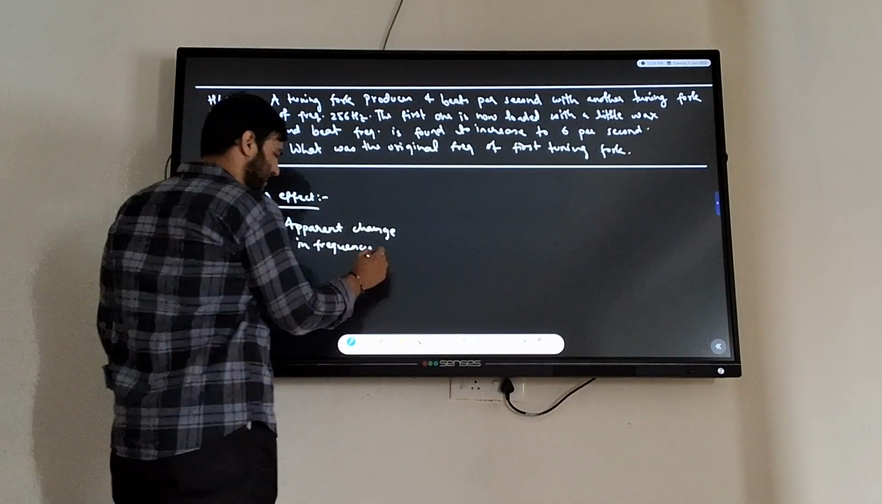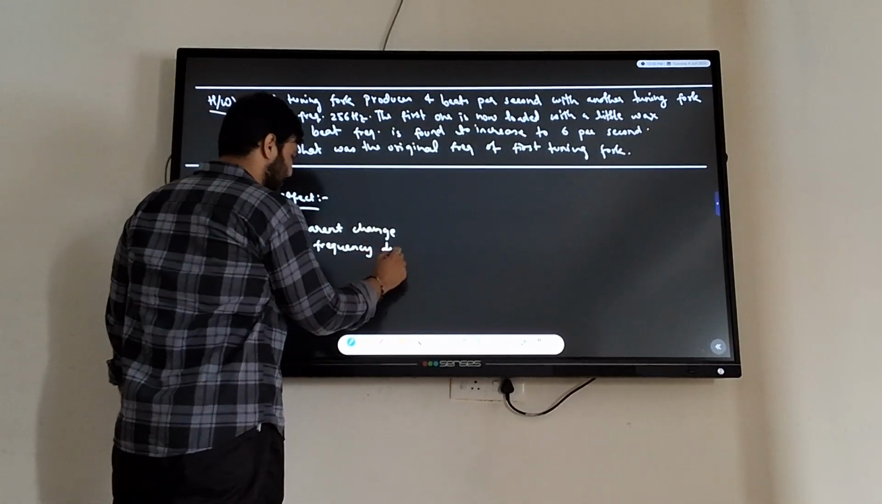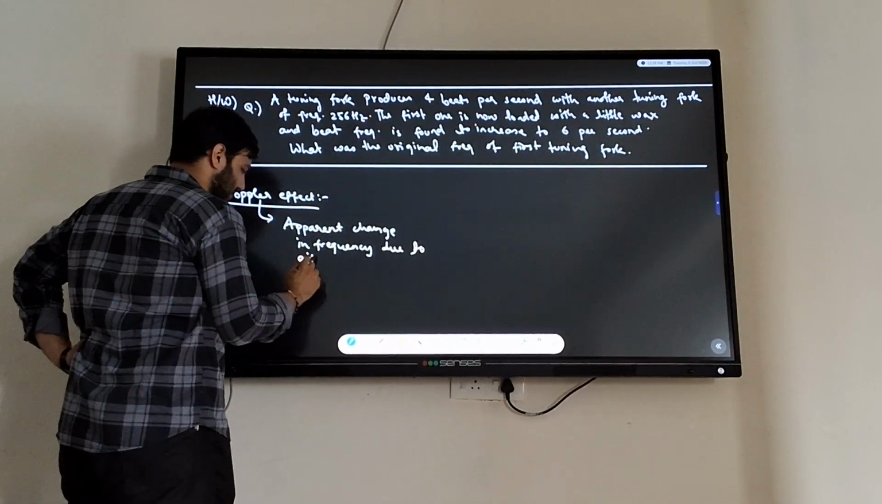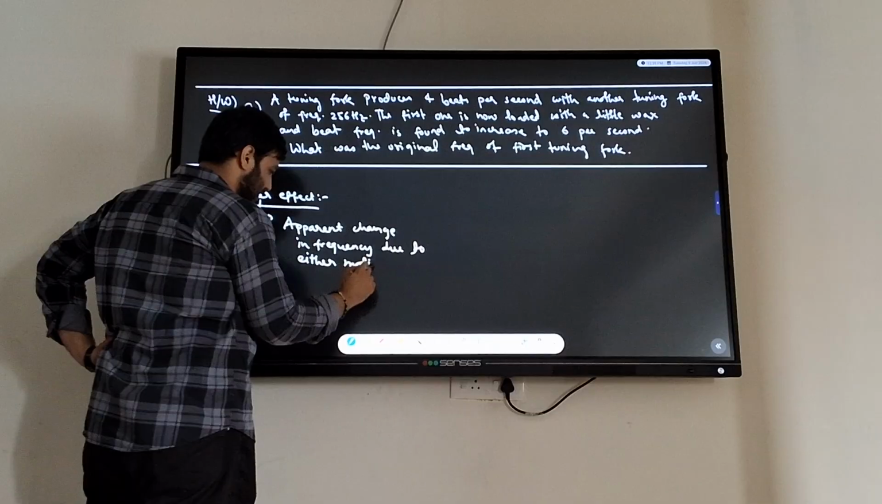Apparent change in frequency due to motion of source.